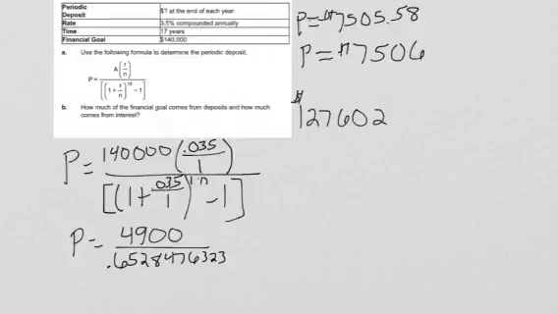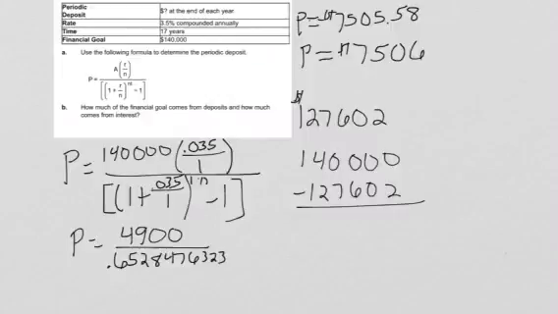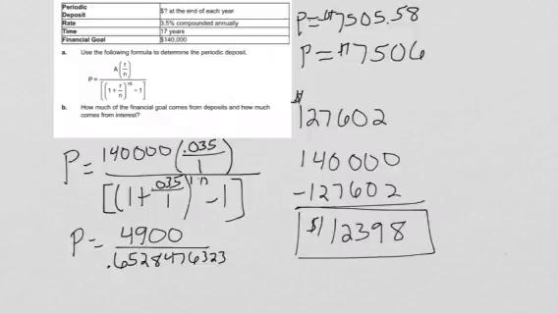Well, now if I take that amount and subtract it from the 140,000 that I'm looking to accumulate over this time period, then what I have is $12,398 came from interest. So I put in $127,602. I gained $12,398 off interest.